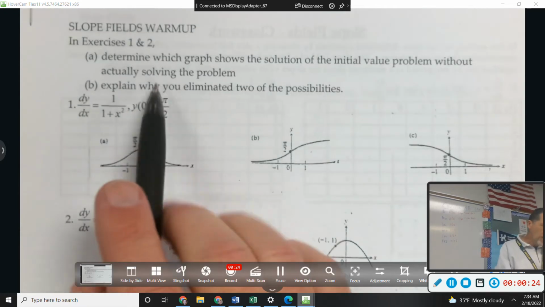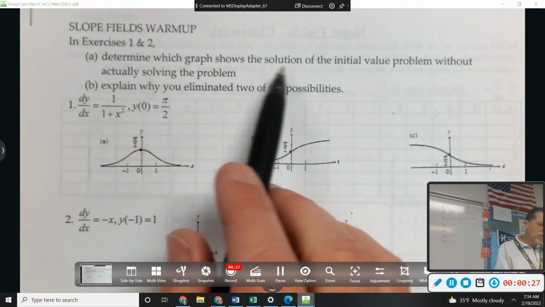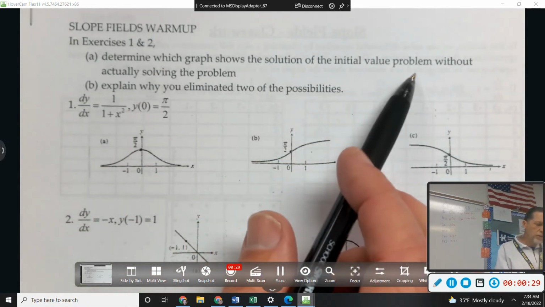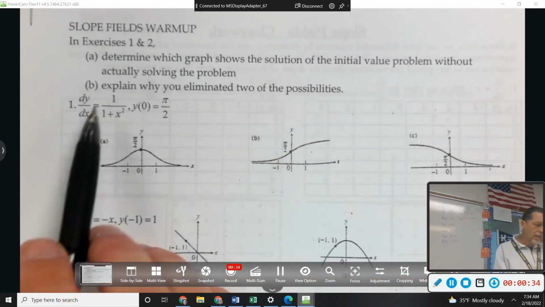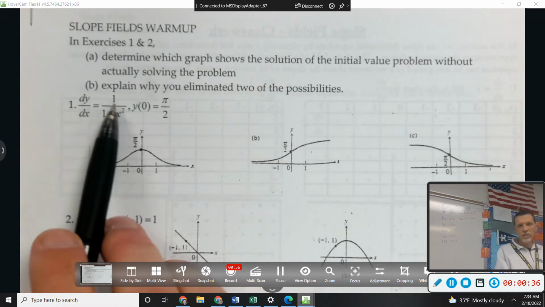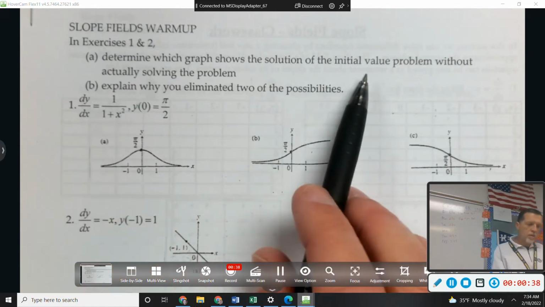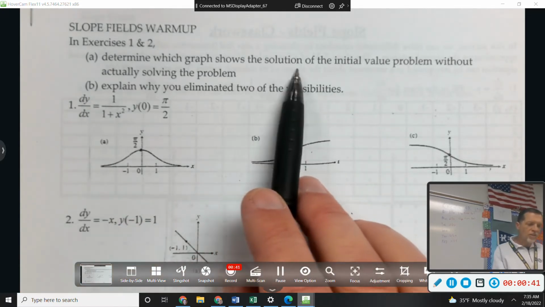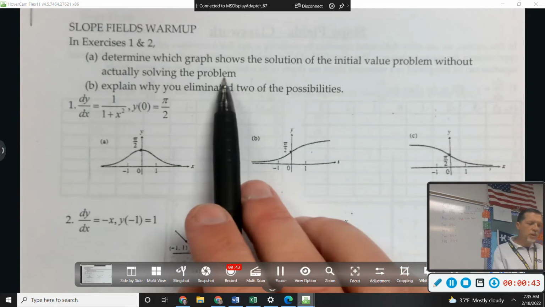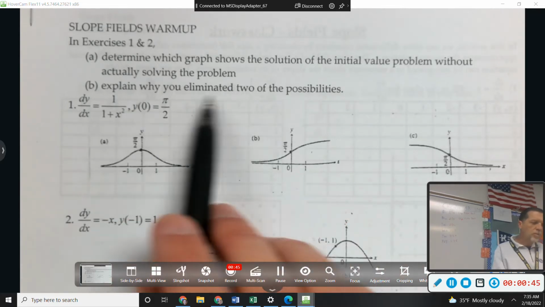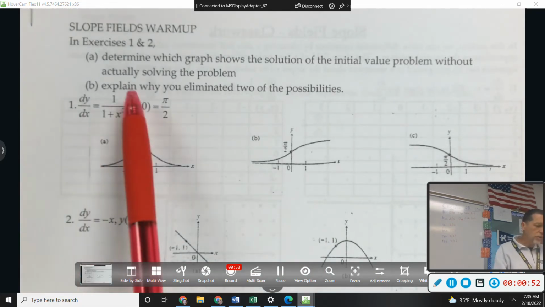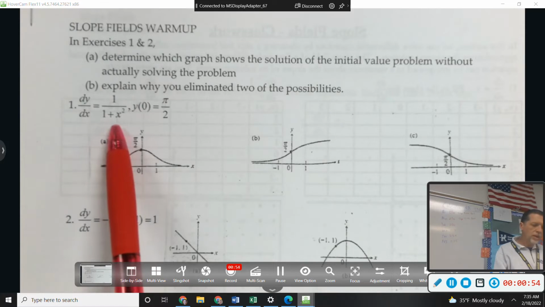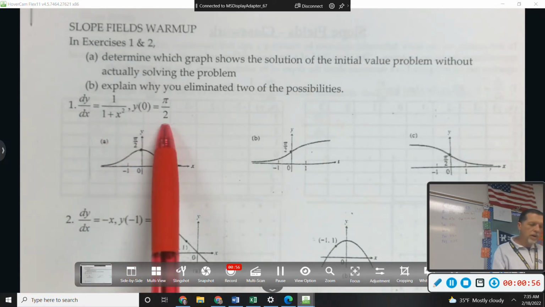All right, in exercises 1 and 2, determine which graph shows the solution of the initial value problem. That may be a new term, initial value problem, but that's just a differential equation. We've done those before. Determine which graph shows the solution without actually solving the problem, which seems kind of weird. Explain why you eliminated 2 of the possibilities. So our problem is dy/dx equals 1 over 1 plus x squared, and y of 0 equals pi over 2.